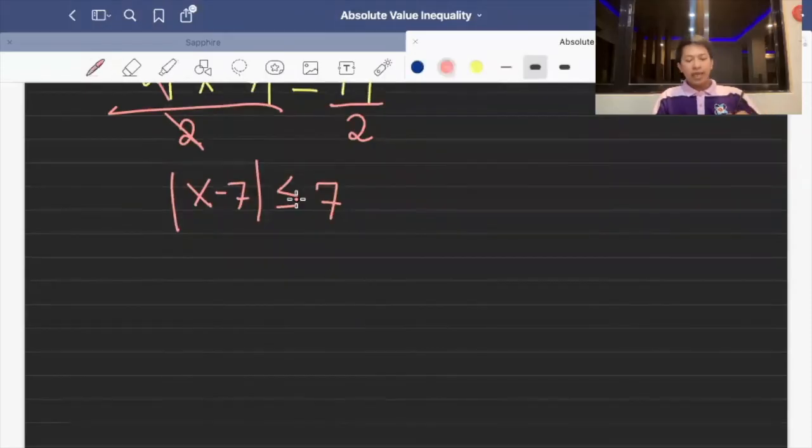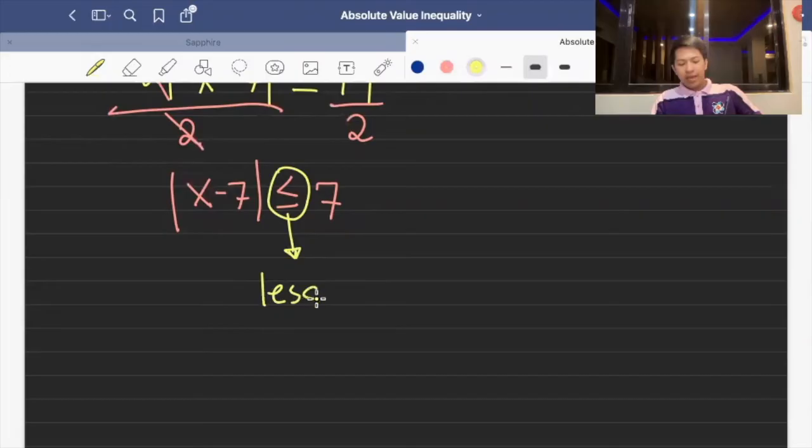So since this is less than or equal to, we use this mnemonic aid, less than.